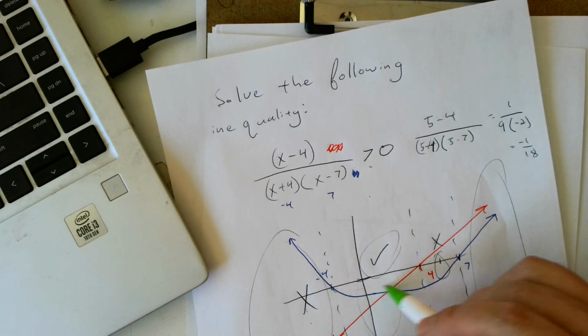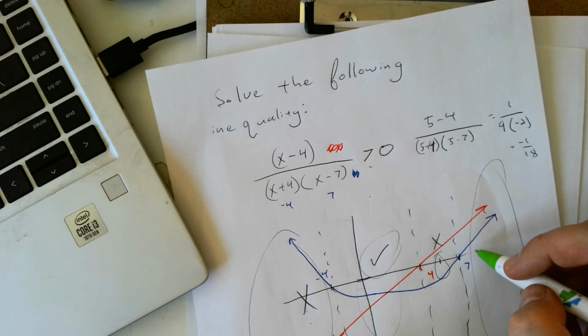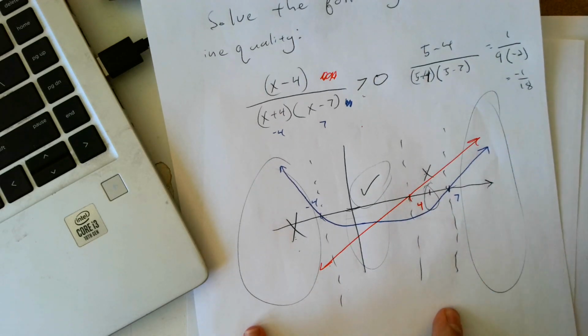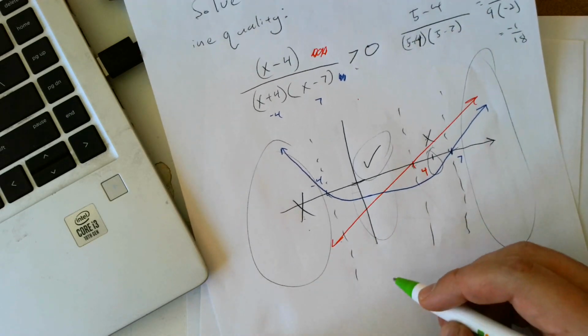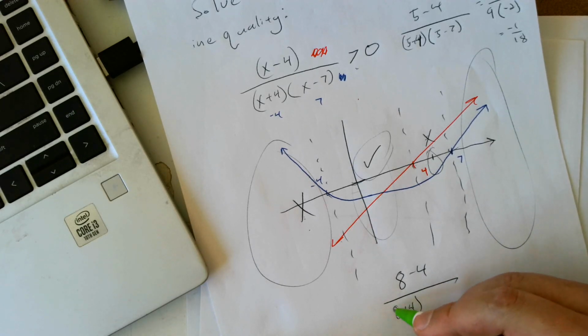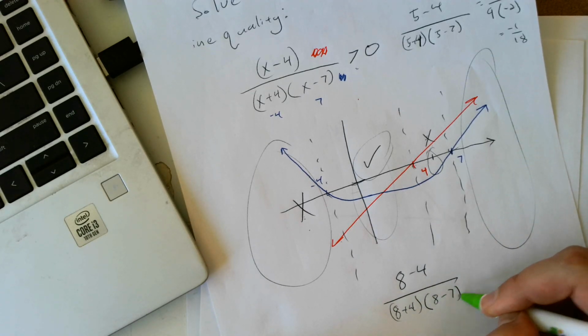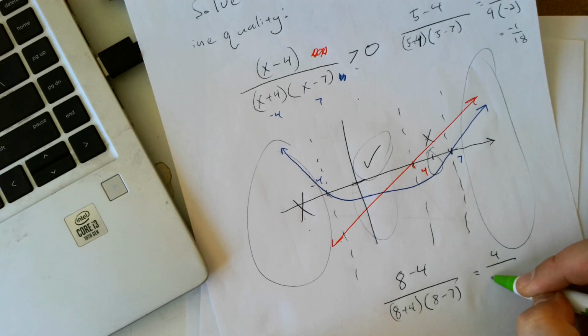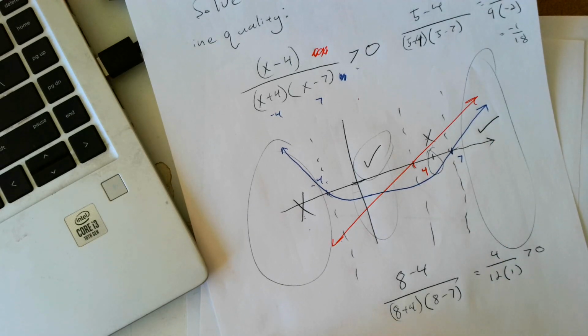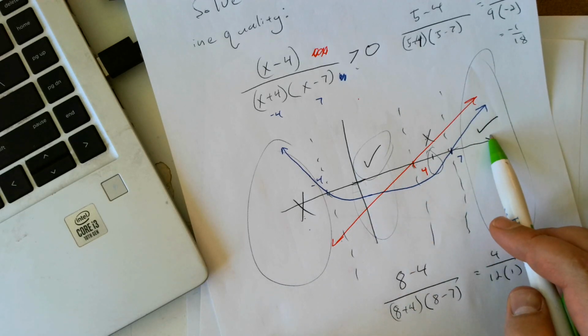I like this middle part from negative 4 to 4. Now 7. Everything after 7 is going to be fine. What's the number after 7? How about 8? What if I plug in 8? I get 8 minus 4 over 8 plus 4 times 8 minus 7. This is 4 over 12 times 1. That's greater than 0. It's a small fraction, but it's greater than 0. I like that. If you're unsure, you can always test. Now I know the gaps that I like.